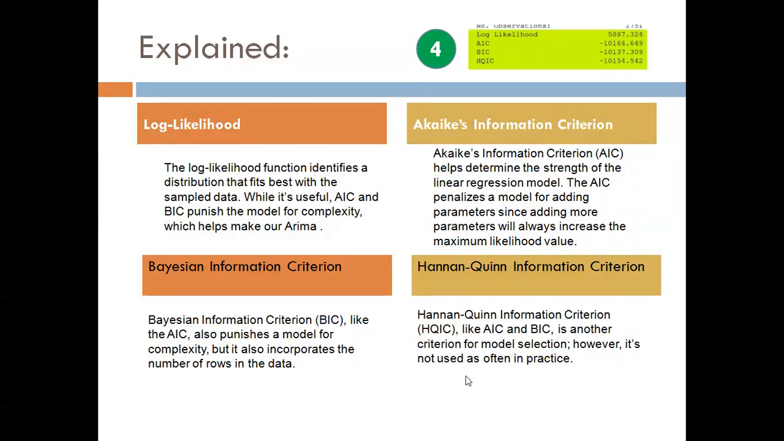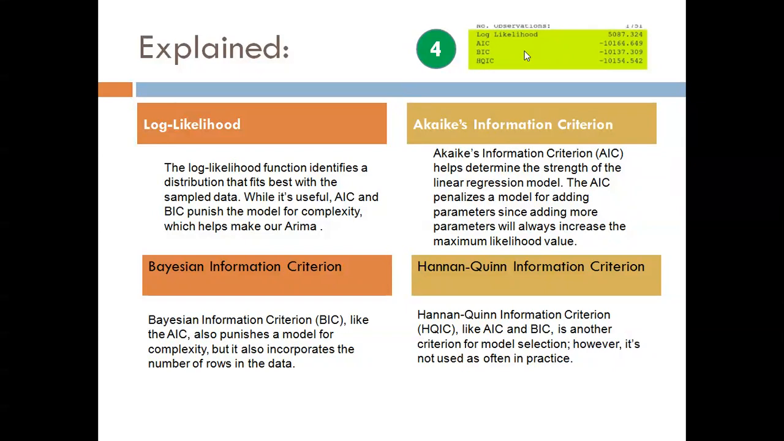If we go to the second result, you can see here AIC. AIC is negative 10164. So what is that? It's the Akaike information criterion. AIC helps determine the strength of the linear regression model. The AIC penalizes a model for adding parameters, since adding more parameters will always increase the maximum likelihood value.